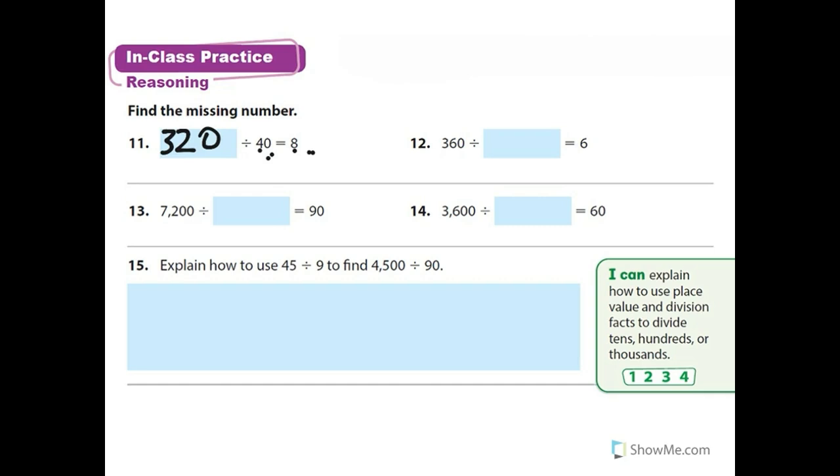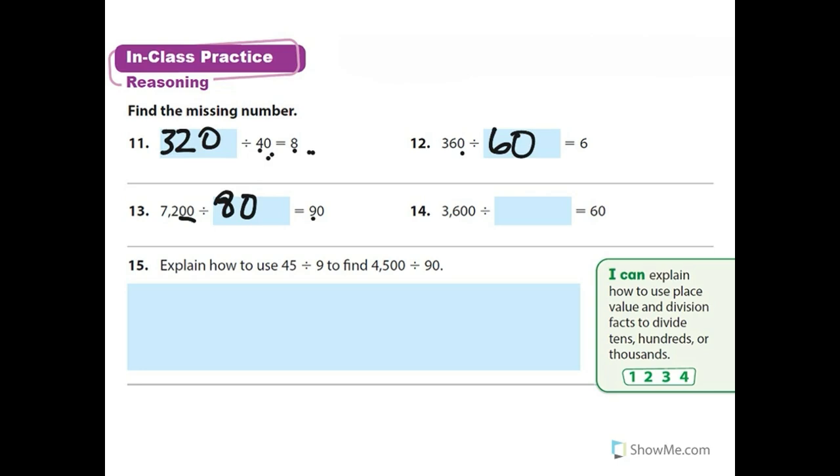All right, so 6 times 6 is 36. 1 zero minus 1 zero is no zeros. All right, I will solve number 13 with you, and then you can do number 14. So 9 times 8 is 72. So 2 zeros minus 1 zero is 1 zero. All right, go ahead and do number 14, and then we'll go over it.